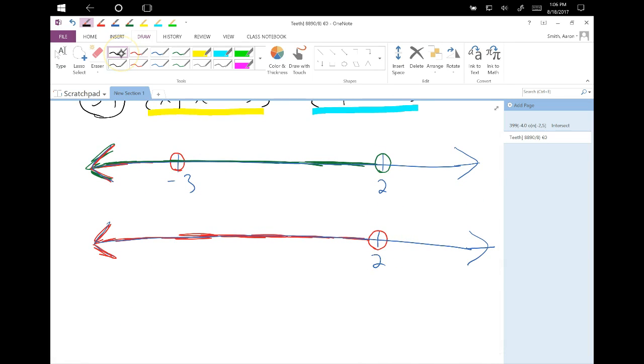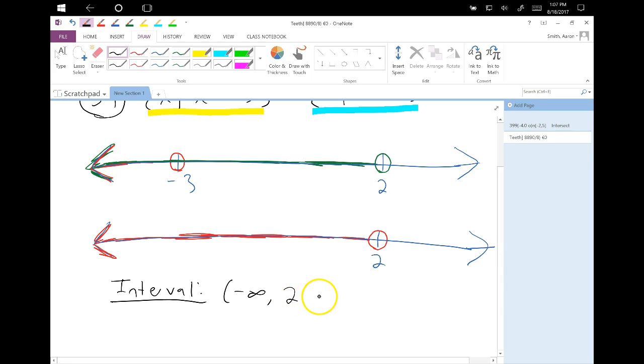Now, if I wanted to write my solution in interval notation, it's everything less than 2. When we write interval notation, we go from left to right. Looking at what's shaded in red there, it keeps going to the left forever and ever and ever. So I start at negative infinity, and we always have parentheses on negative or positive infinity. And it stops at 2. It doesn't include 2, so I'm going to put a parenthesis on that as well.